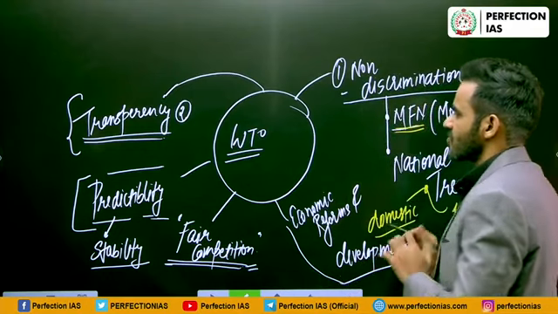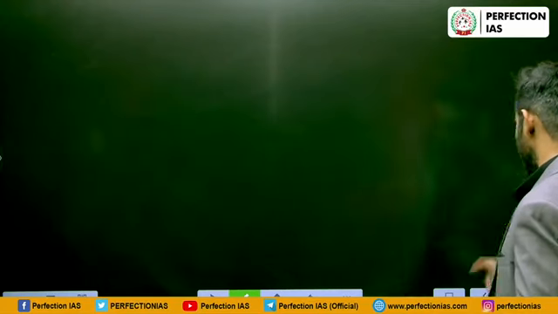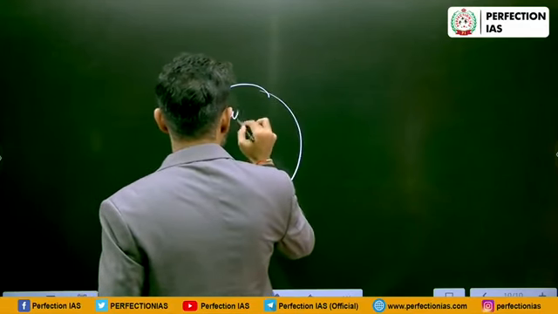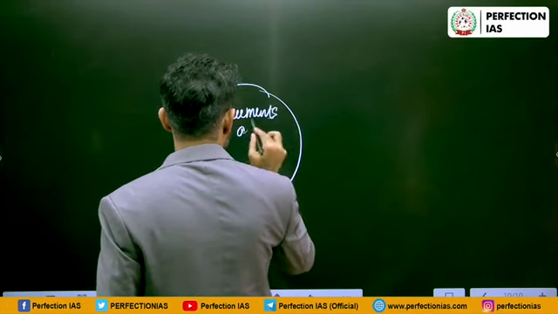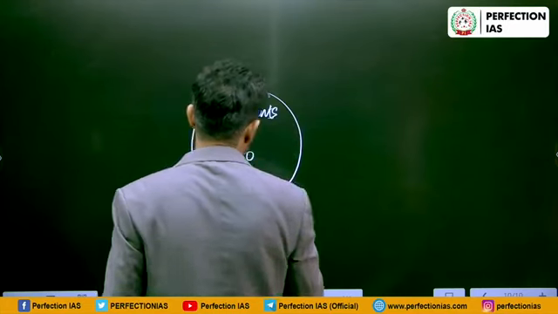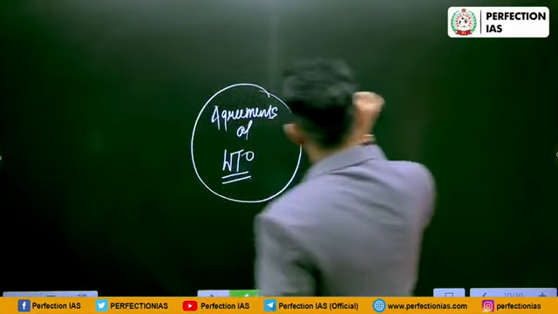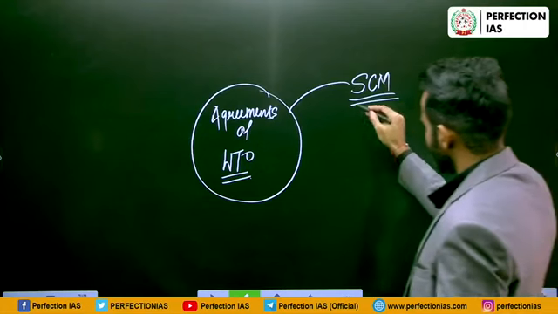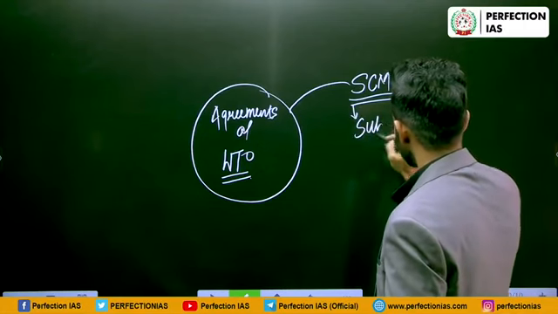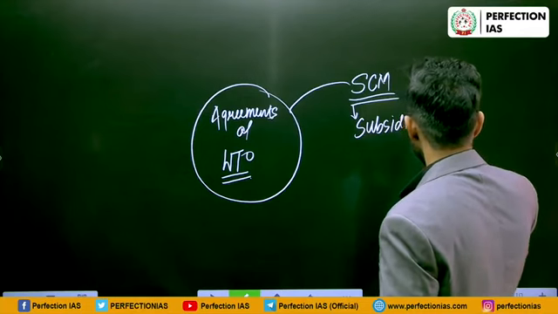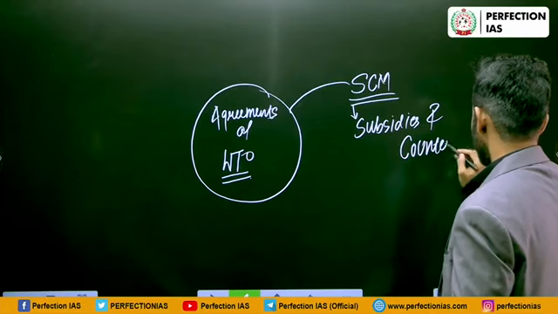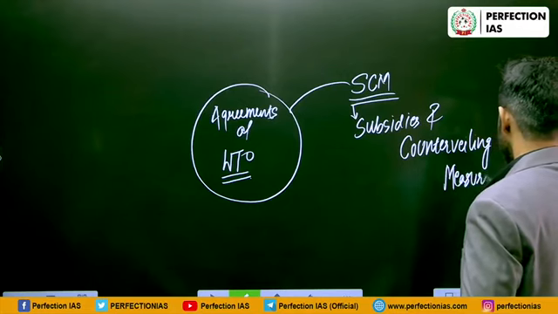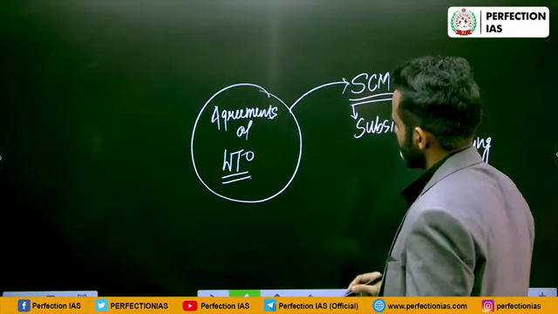So these are the trade principles of WTO, that is World Trade Organization. Now, we are going to discuss some of the agreements of WTO. We are going to discuss them very briefly. First is SCM, the WTO Agreement on Subsidies and Countervailing Measures.